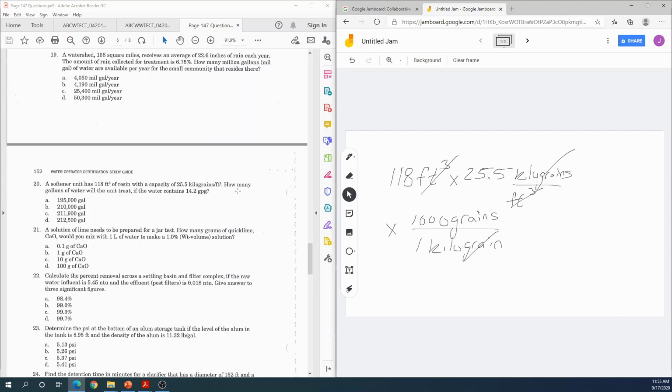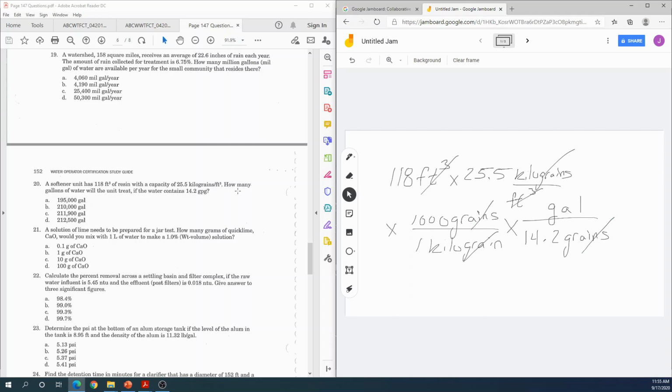But we want to know how many gallons of water will the unit treat if the water contains 14.2 grains per gallon. So we know we have 14.2 grains per gallon. So now grains cancel grains. So we run our math through.